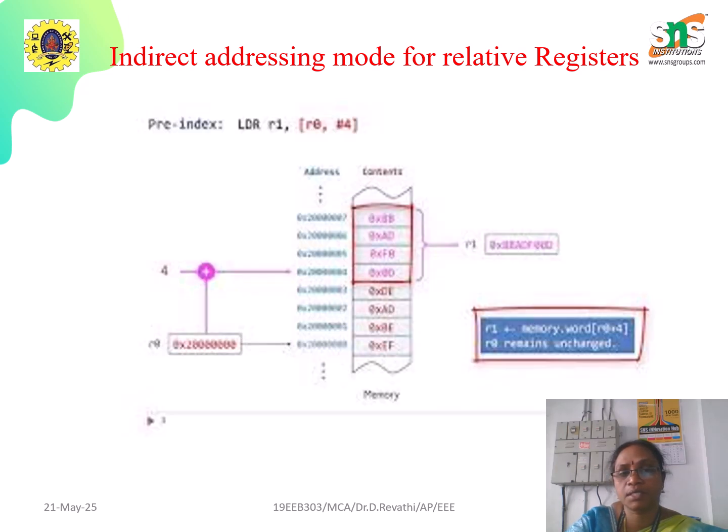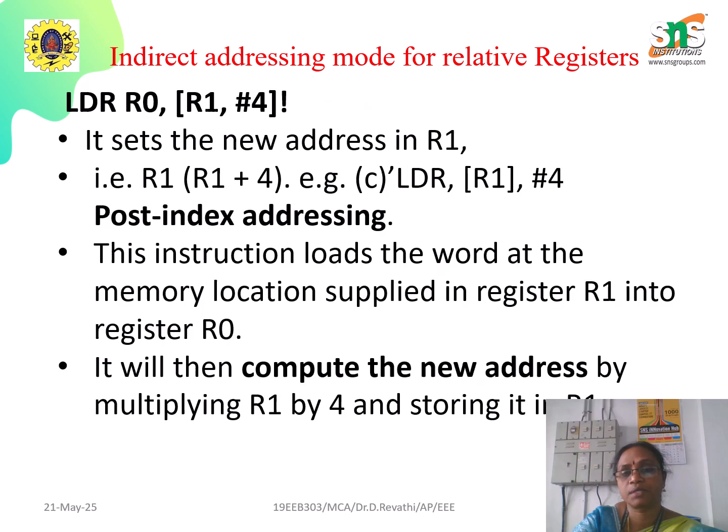This is the diagram for the pre-indexing mode. Here the address is mentioned, and it is added with 4, which creates the next memory location, that is 4 plus 4, which is 8. So this is the example for the pre-indexed mode.